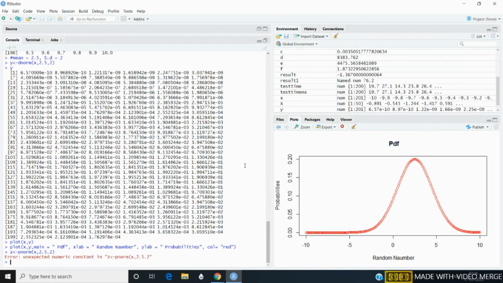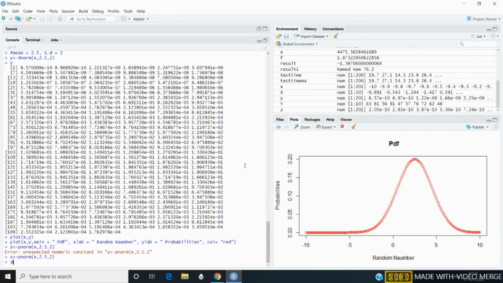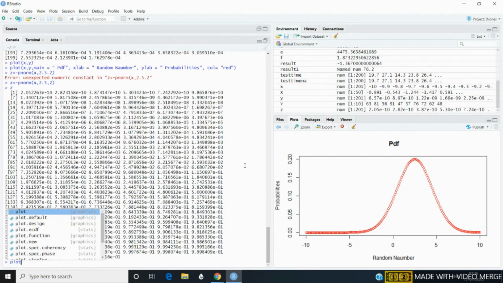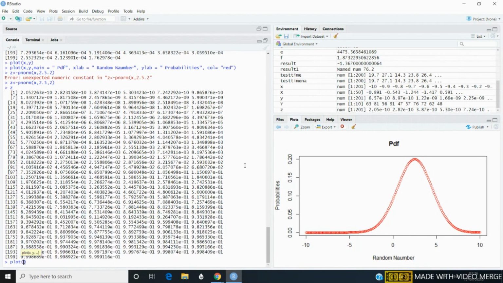There is some error. Here it is a comma. Okay, now let's print z. So here is the cumulative distribution function. Let's plot it. The random numbers are x and the CDF is z. Let's plot it.